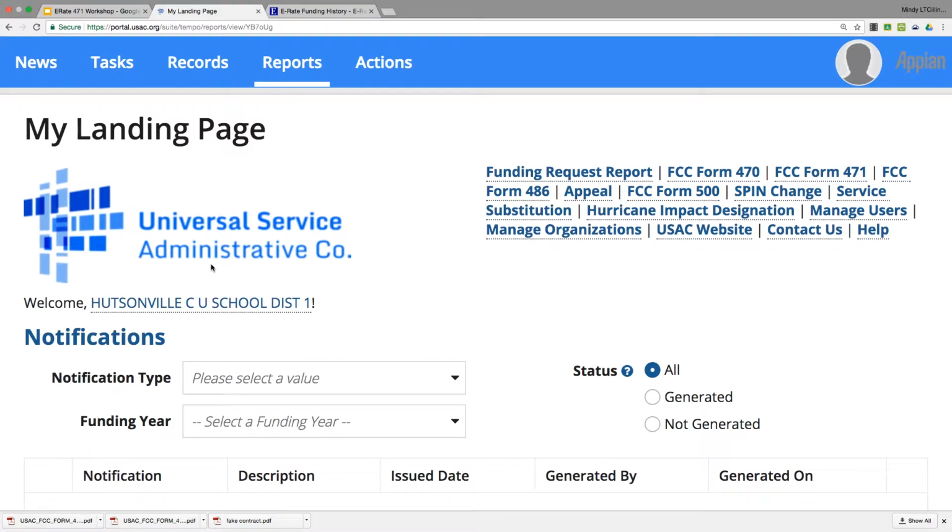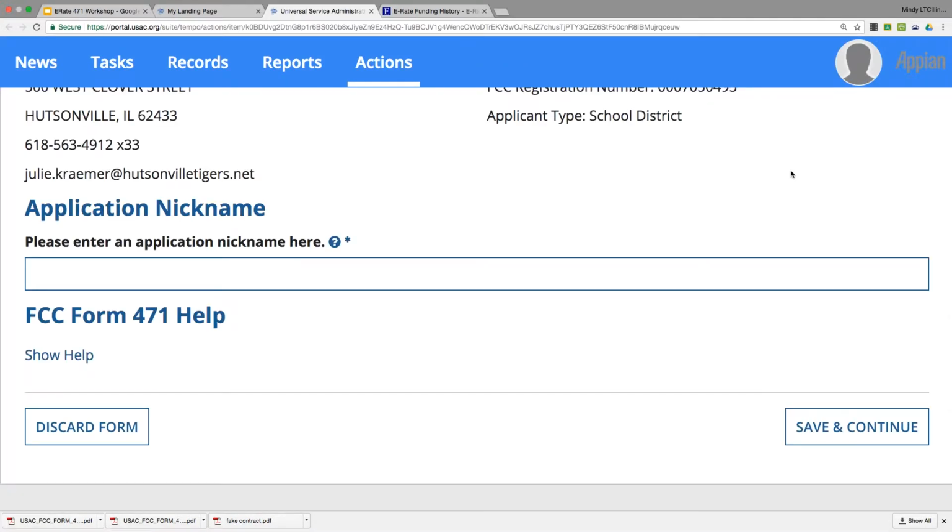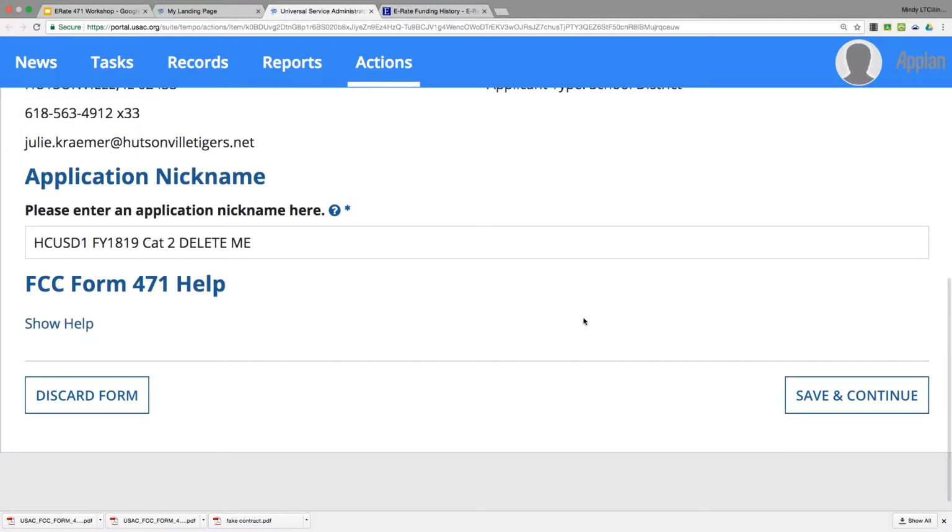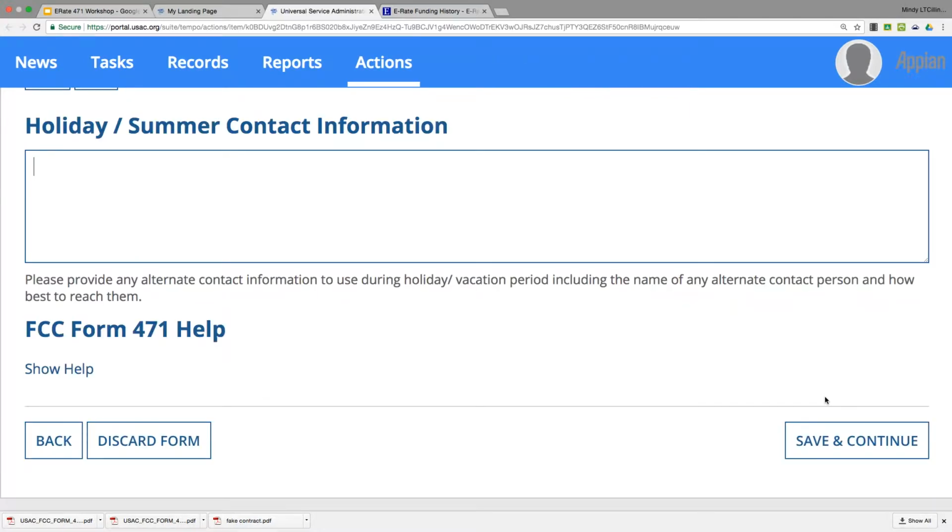So in order to operate on that, I'm going to come over here to FCC Form 471 and start a new process. The first few pages look the same, so I'm going to call this one HD1 FY, again, 18-19 for the school year, so I know which year I'm talking about. Cat 2. The delete me, of course, is just for me. You may call it E-Rate is awesome, school district, go Bearcats, whatever you want to call it. Save and continue. Please do note if it is Cat 1 or Cat 2.